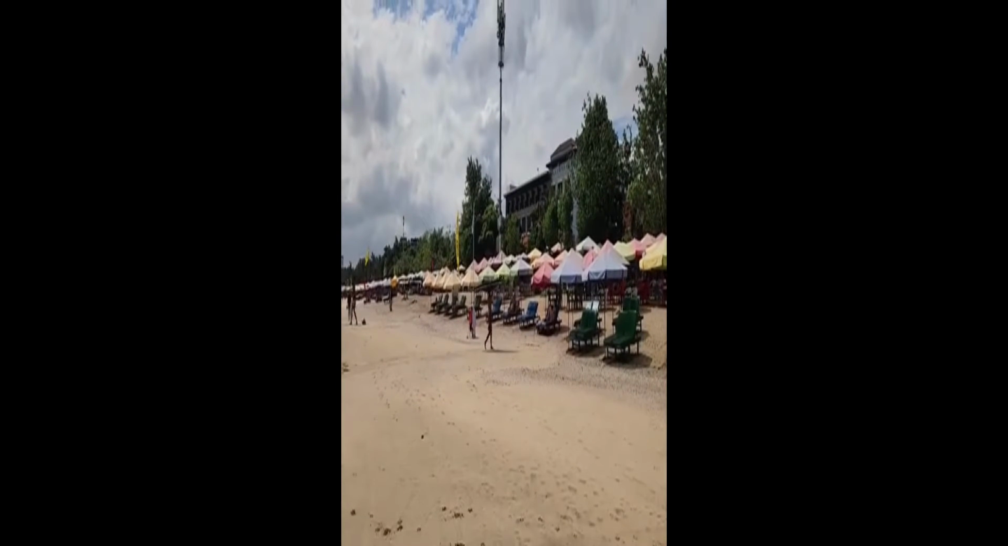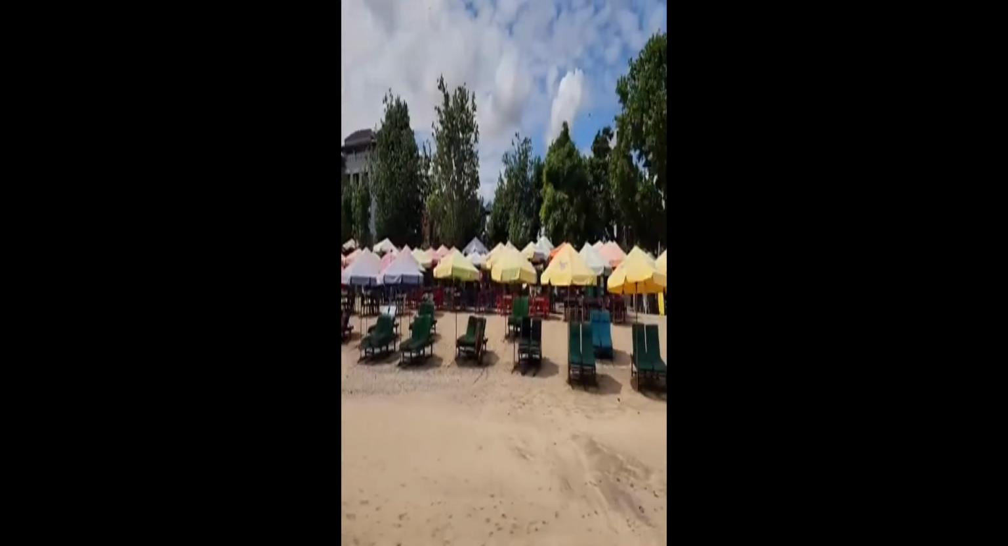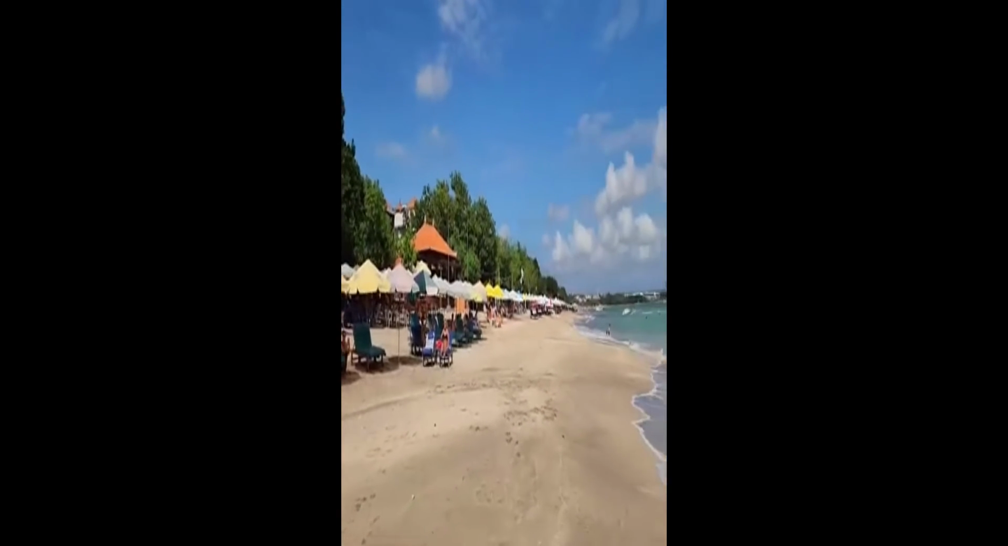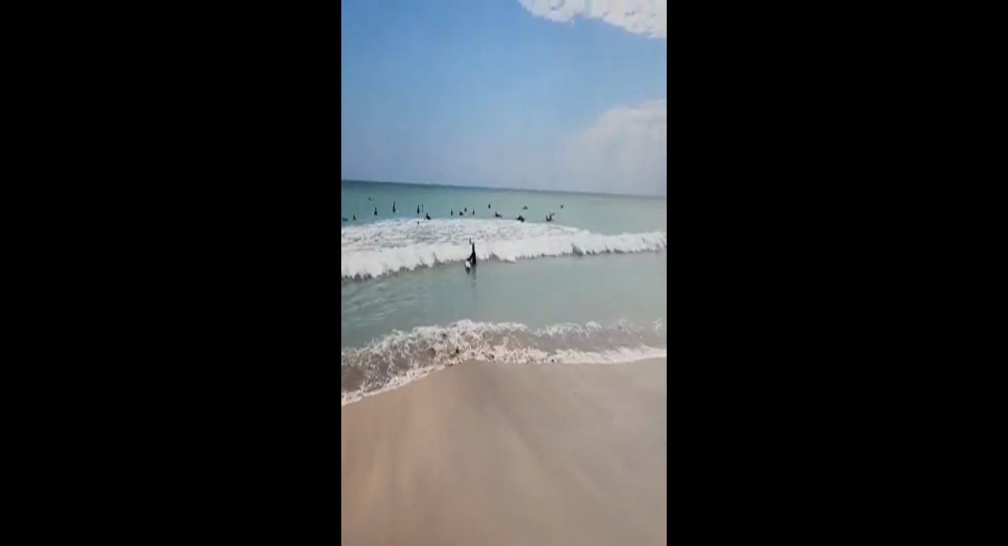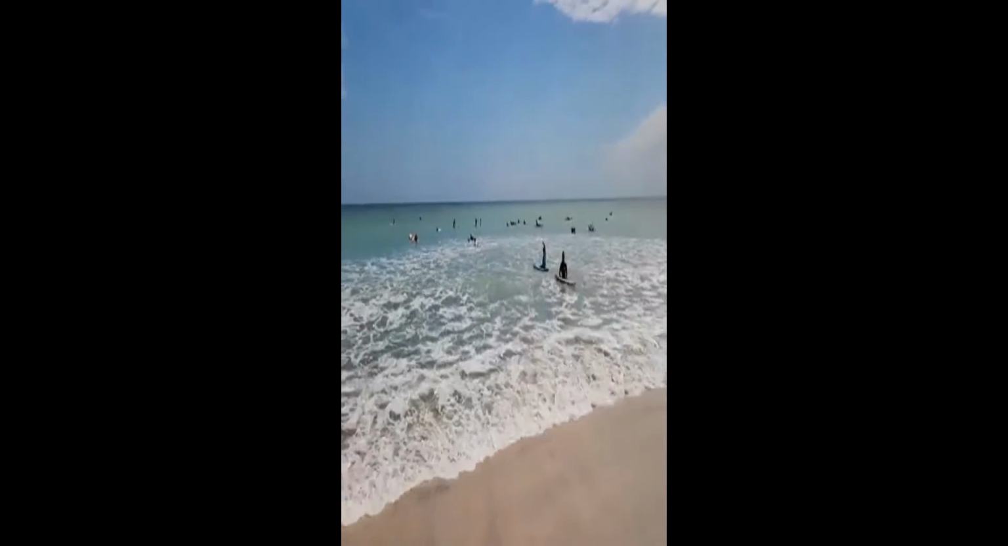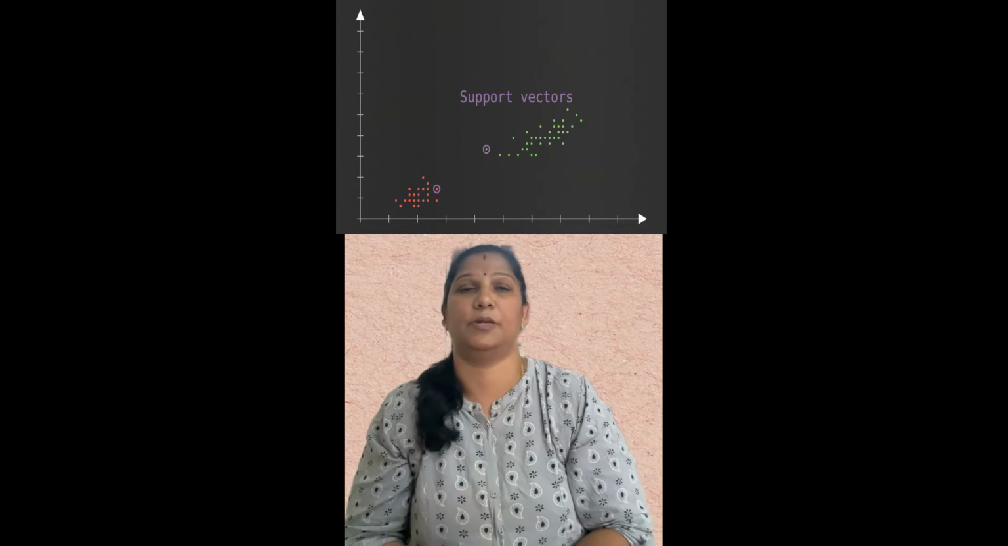Dear friends, imagine you are at a beach trying to draw a line in the sand to separate two groups of people. On one side, you have got surfers. On the other, you have got swimmers. You want to place this line in such a way that it's as far away from both the groups as possible, so everyone stays neatly divided. This is the core idea behind support vector machine.